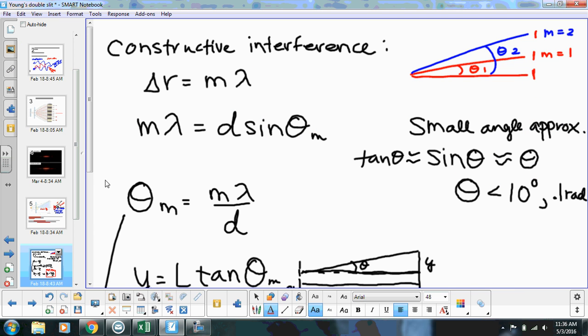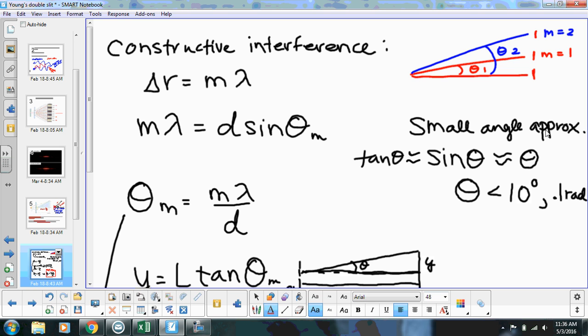Alright, so let's derive our equation. So we know constructive interference occurs when delta R is equal to a full multiple of the wavelength. And we know that delta R is d sine theta from our previous page. Now our theta is going to differ depending on what fringe we're at. So here is our center maximum. The first one is m equals 1. That's going to be theta 1. And then the second one is m equals 2, which will be theta 2.